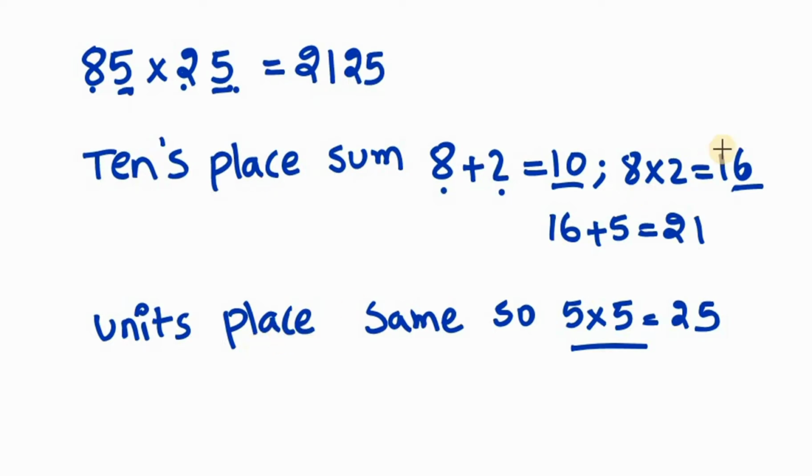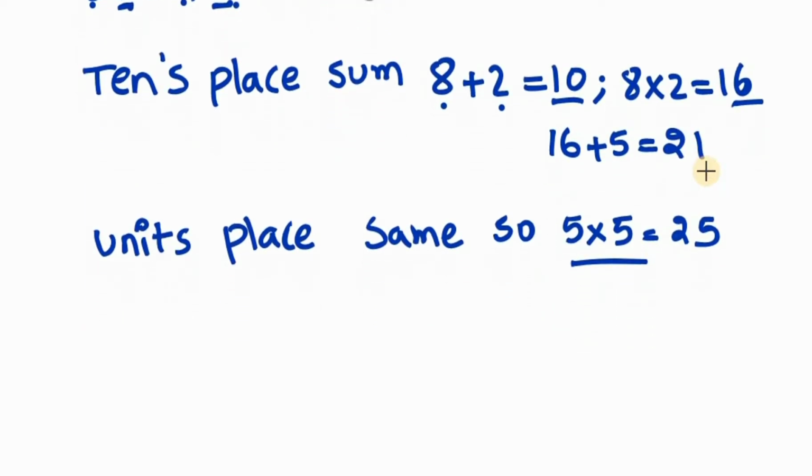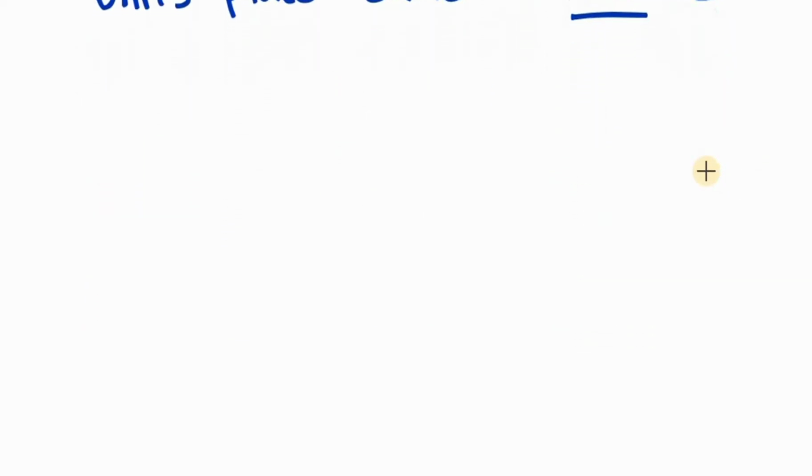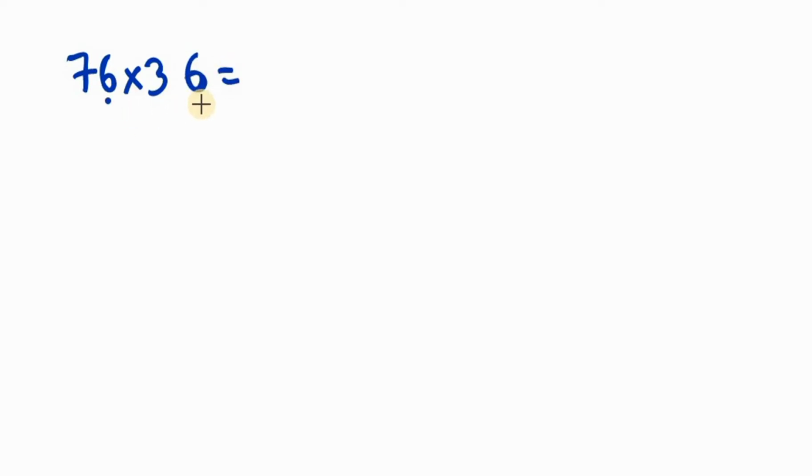That's it. Okay, so let us check some examples. So let us write some examples here. So I am writing 76 into 36. Units place is the same. So 6 6s are 36. So now 7 plus 3 is 10. So 7 into 3, how much? 21. 21 plus 6, so how much? 27. So very simple.